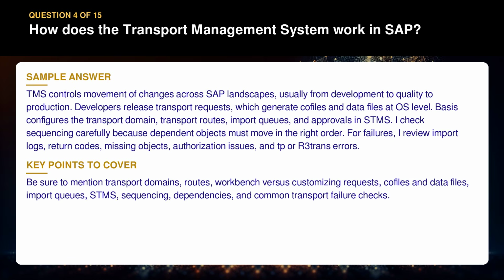Be sure to mention transport domains, routes, workbench versus customizing requests, co-files and data files, import queues, STMS, sequencing, dependencies, and common transport failure checks.